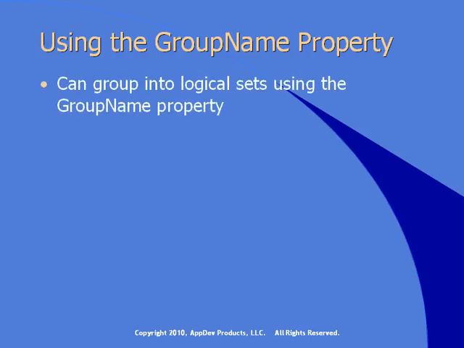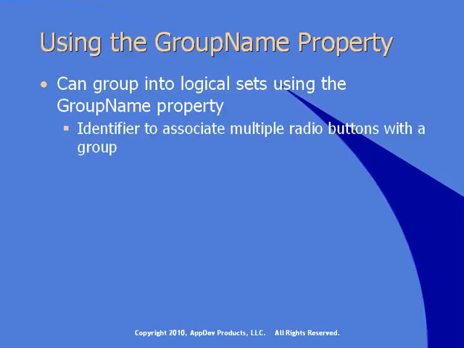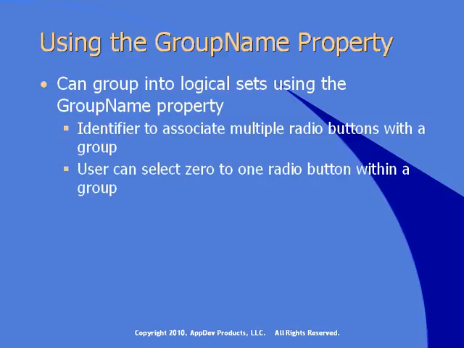ASP.NET uses the group name property of each radio button control as a kind of identifier to associate multiple radio buttons with a group. So this is how ASP.NET associates each of the radio button controls with a particular group, so you get that functionality in the browser of being able to select only one item within each group. So at any time, the user can select 0 or 1 item within all of the items that share a common group name property value.